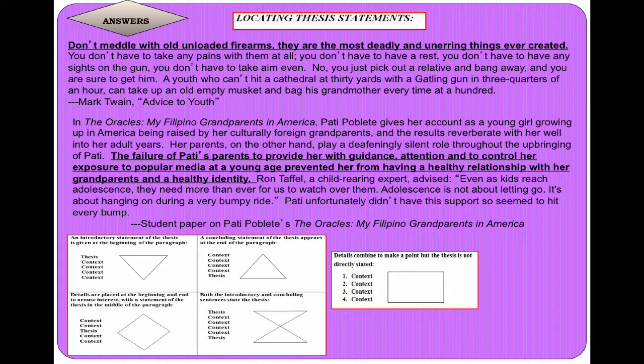Answers. Don't meddle with old unloaded firearms. They are the most deadly and unerring things ever created. That is where the thesis comes at the very beginning. For the second one, it comes in the middle. Details are placed at the beginning and end to arouse interest with the statement of the thesis in the middle of the paragraph.